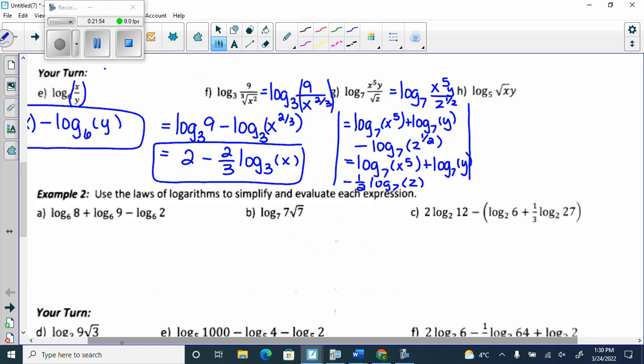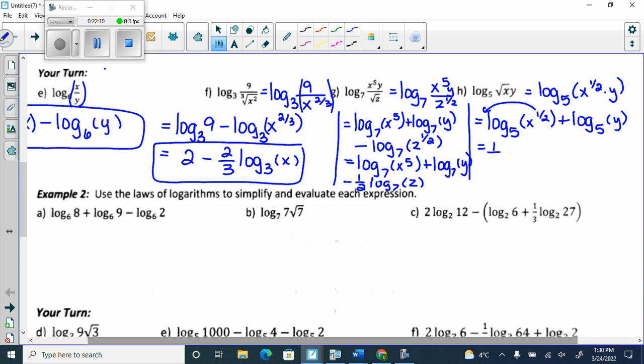The last one, we have log base 5 x to the half y. They're both multiplied, so we're just going to get a plus sign. So we're going to get log base 5 of x to the half plus log base 5 of y. The half drops in front, so we're going to get 1/2 log base 5 of x plus log base 5 of y.